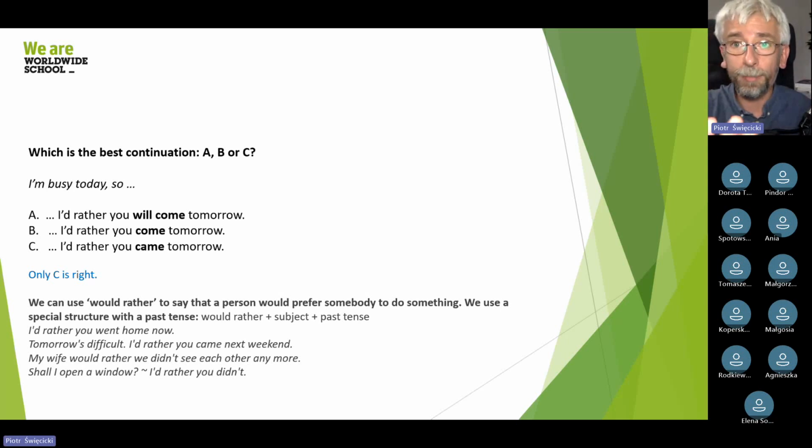Okay, this piece of grammar is not something esoteric, something that you will not find in grammar books. Actually, this is a piece of standard English grammar, but it's a little bit unusual. The answer C is right with a simple past verb. Remember, it's not simple past tense, it's a simple past verb, right?